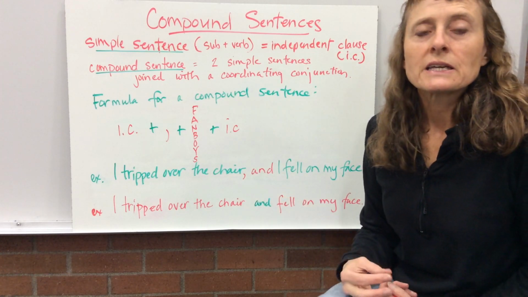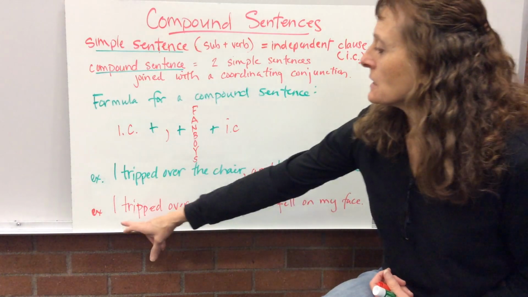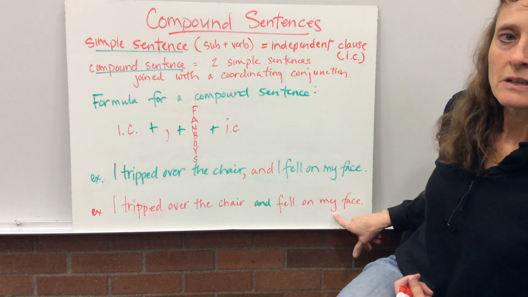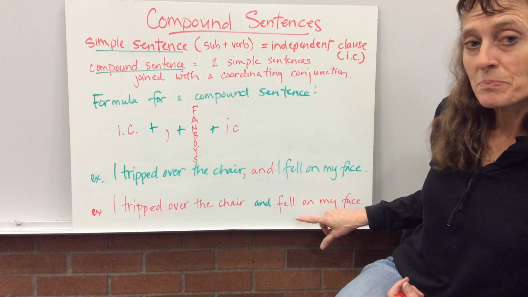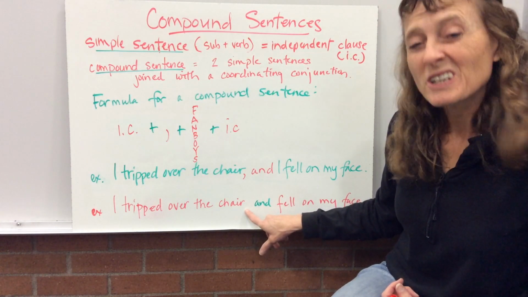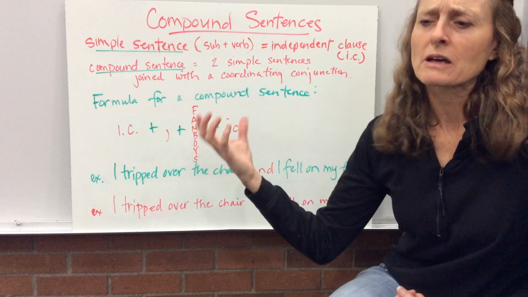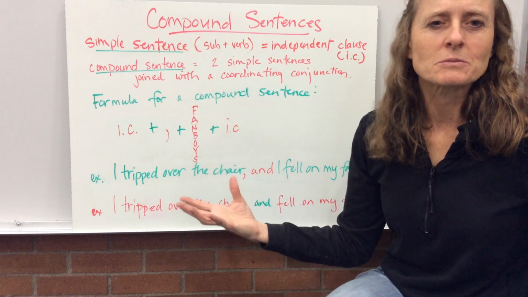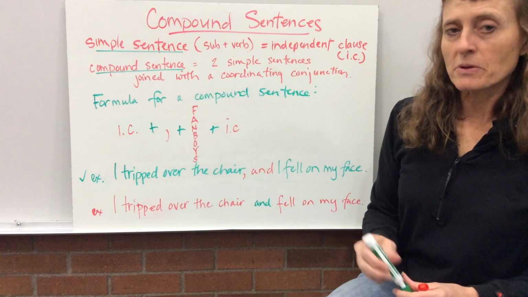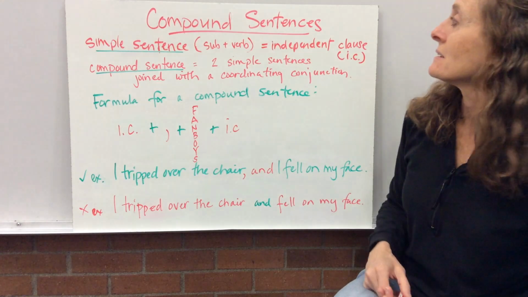Now, here's what it would look like if you used a dependent clause and you didn't have a complete thought on the other end. I tripped over the chair, complete thought, and fell on my face. There's no subject there, so that becomes a dependent clause, and you can still hook it together with a coordinating conjunction, but you don't need a comma here because this fanboys can handle the strength of an independent clause and a dependent clause at the same time. Okay? So this one is a correct example, and this one, not so much. That is not a compound sentence.